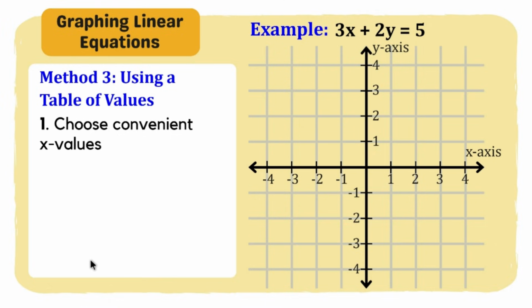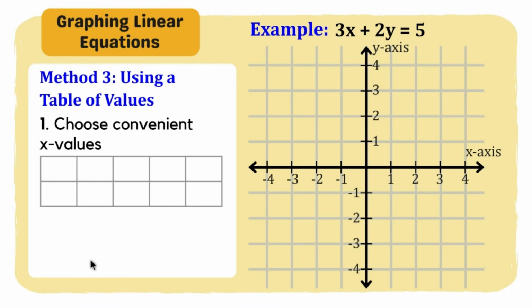Okay, so let's start again with step 1. Choose convenient x values. To do that, we need a table. Sabi nga sa ating method, using a table of values. Okay, so this is a table and the first column is the x and then the y labels. So yung x natin, mag-set tayo ng possible values for x.